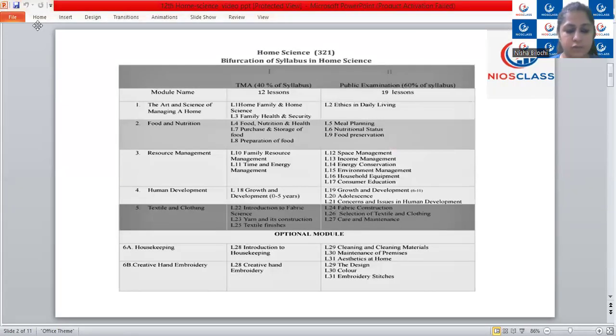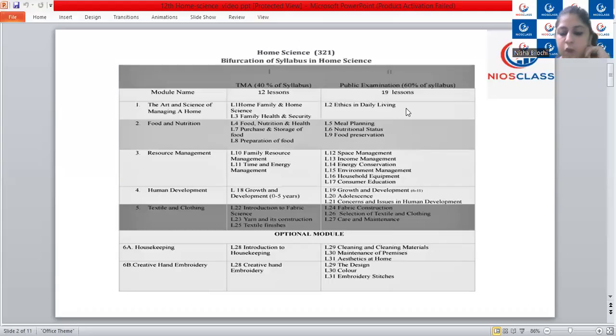Earlier we used to do all the chapters, and now we do the chapters which are there in the public examination. In your exam, the chapters are going to come from this section. Here you'll see the total number of chapters is 19. In TMA we have 40% of the syllabus and in the public examination we have 60%. In total, for the TMA we have 12 lessons and in the public examination we have 19 chapters. You can go and read, all the chapters are given here.